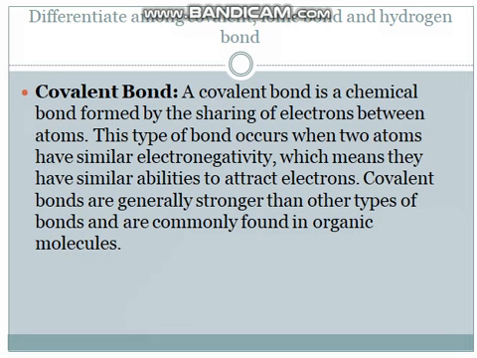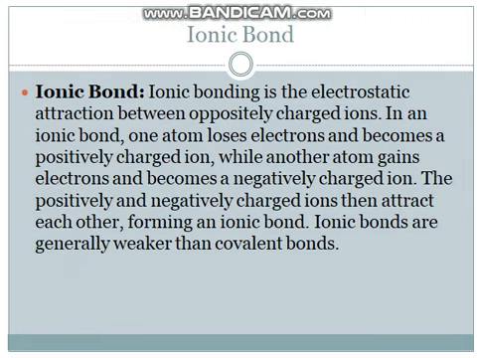Okay, so ionic bond. We've got the ionic bond next. An ionic bond is the electrostatic attraction between oppositely charged ions. In an ionic bond, one atom loses an electron and becomes positively charged, while the other atom gains electrons and becomes a negatively charged ion. The positively and negatively charged ions then attract each other, forming an ionic bond. Ionic bonds are generally weaker than covalent bonds.